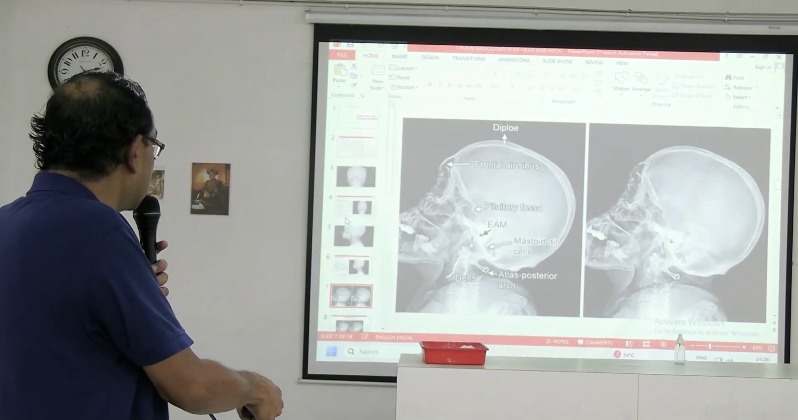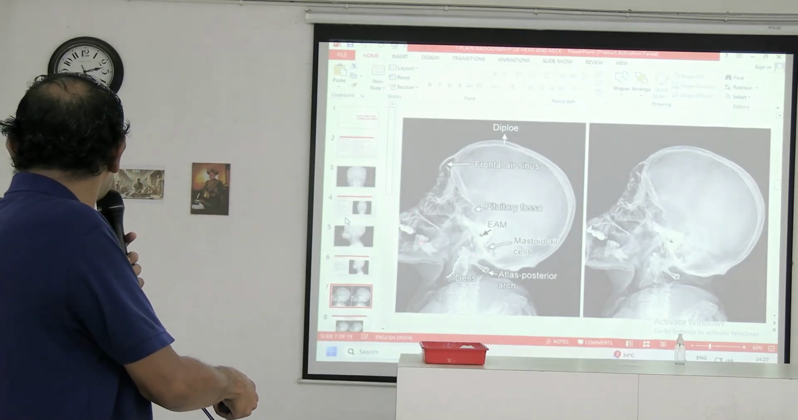And behind we are getting again a black area, that is the shadow.